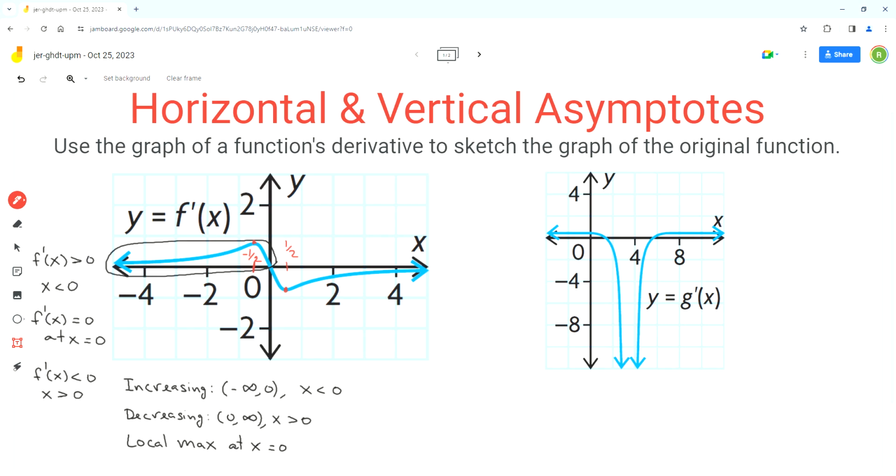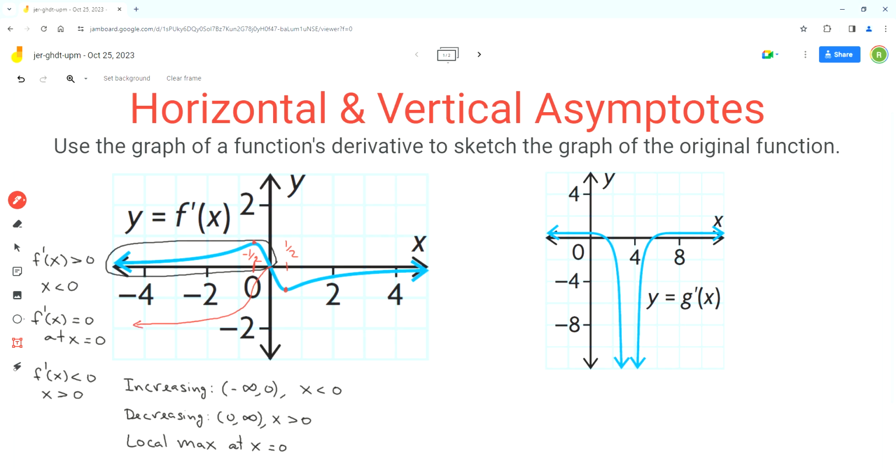So now we can use this information to sketch f of x. We can start from the left side. So the function is increasing from left to right towards the local maximum at x equals 0, and we have to make sure that the graph is at its steepest at x equals negative half. So we can show the first part of the graph like this, and then it gradually starts getting horizontal.